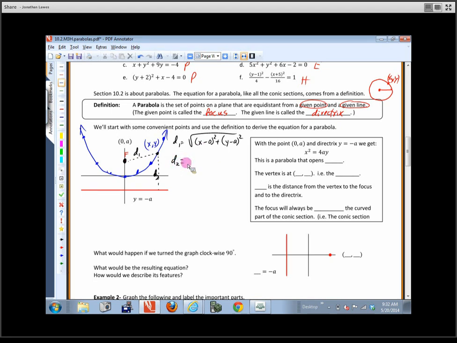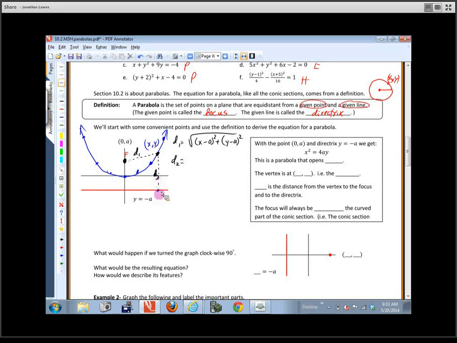Okay, now, this is going to take just a little bit of thinking, but this is actually an easier problem. Let's figure out what D2 is. If this point right here is x, comma y, and I want to know how far it is from this line right here, whose equation is y equals negative a, how do I find out how far it is from here to here? Don't answer out loud. I want you to just think for a second. You've got it figured out?